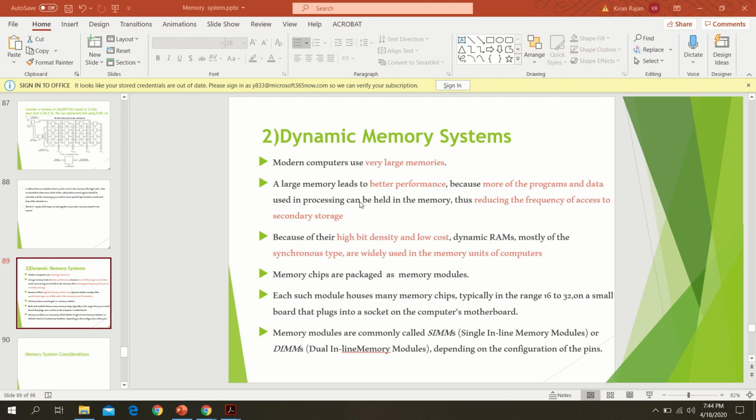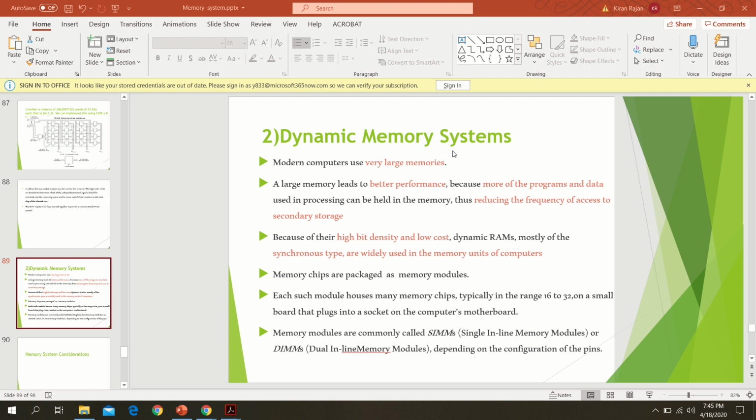And so far we discussed that static RAM is there and dynamic RAM is there. When comparing both, mainly dynamic RAM is used as main memory, because the first advantage of the dynamic memory system is high bit density. The second advantage is low cost, and that is why dynamic memory systems are mainly used as main memory. And we said that there are two types of dynamic memory, DRAMs.